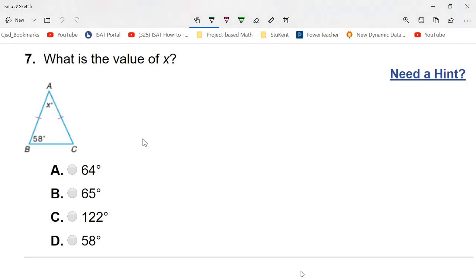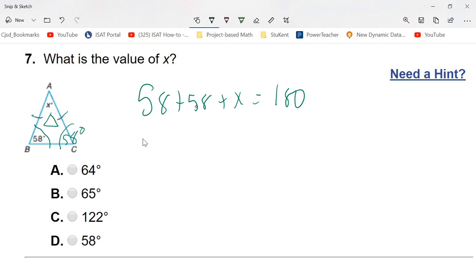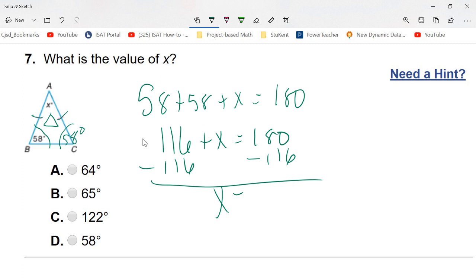All right, so because these sides are congruent, I know these angles are congruent. So that's 58, and this is also 58 degrees. Because of the triangle sum theorem, I know 58 plus 58 plus x equals 180. Add those together, I get 116 plus x equals 180. If I take away the 116, then x equals 64. Well, that one's not too bad.